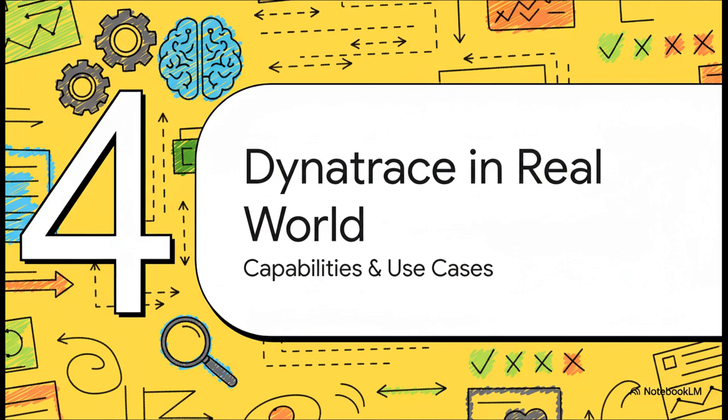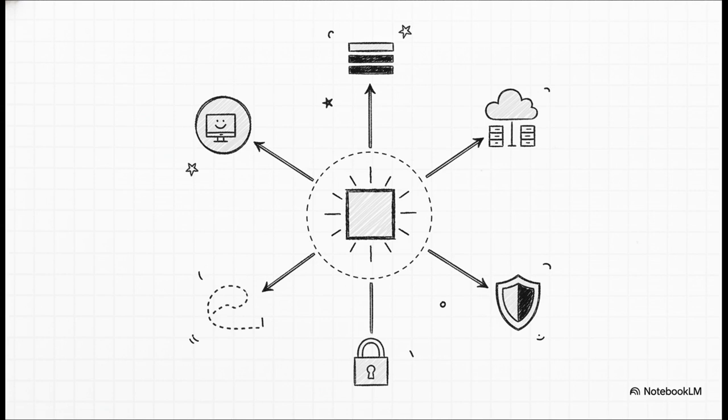But let's get practical. In Section 4, let's look at what Dynatrace actually does in the real world. What can a business really get out of it? The platform is just incredibly comprehensive. It all starts with this one little piece of software called the OneAgent. You install it, and it automatically goes out and discovers everything in your system.